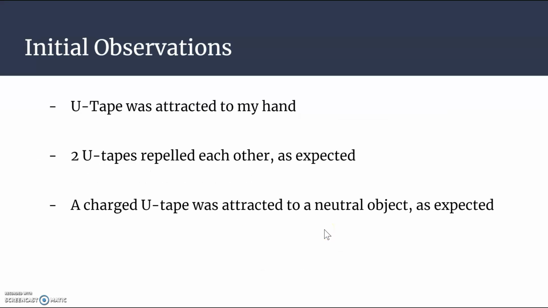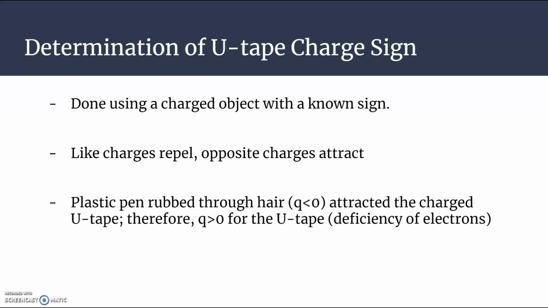The next thing that we had to do was make some initial observations. First, I noticed that the U-tape was attracted to my hand. Two U-tapes repelled each other as expected, since they should have roughly the same magnitude and sign of charge. And then next, a charged U-tape was attracted to a neutral object, as expected.